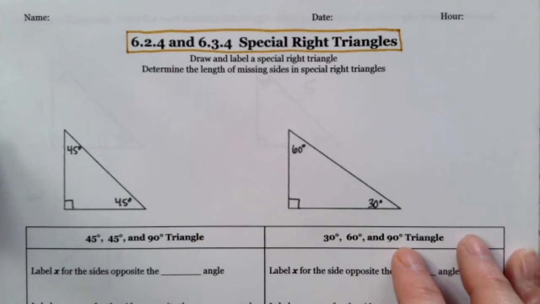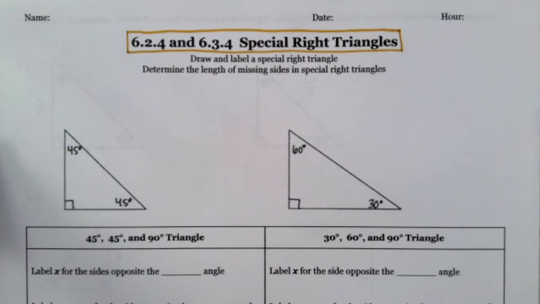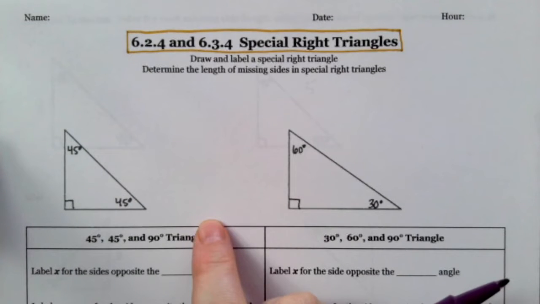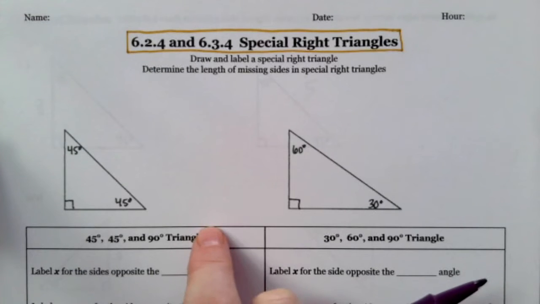And for special right triangles, these are very specific types of right triangles where we don't have to use SOHCAHTOA to solve them because they have special relationships. And so if you can recognize these special right triangles, you can skip all of the steps of SOHCAHTOA, and instead just use a shortcut.